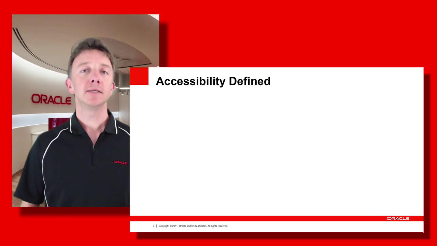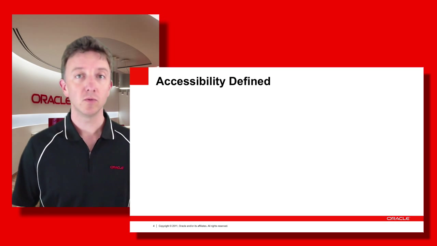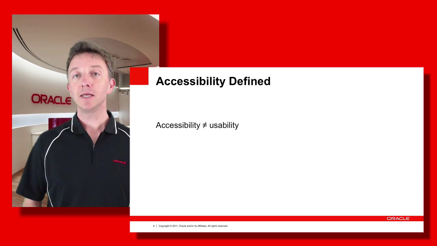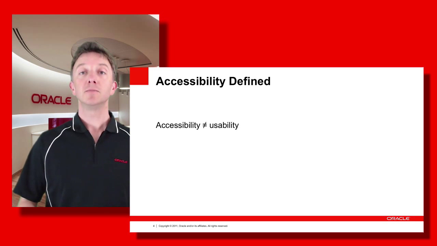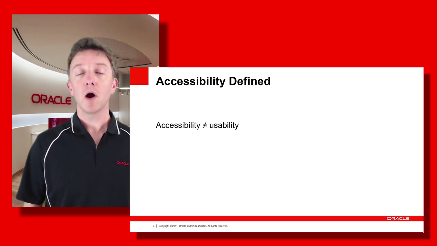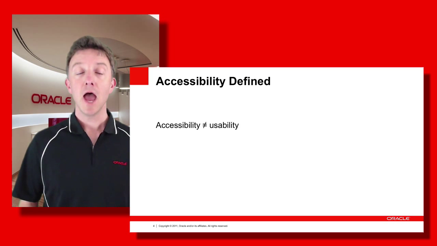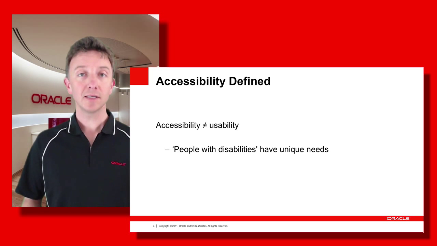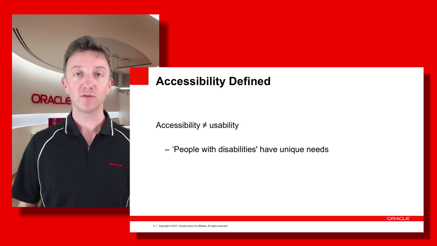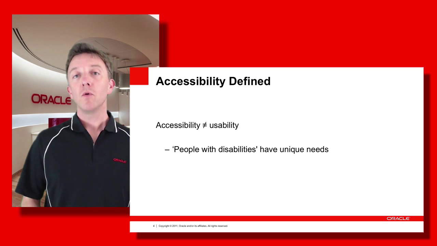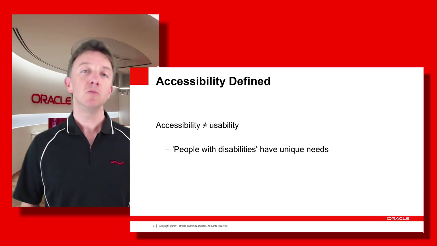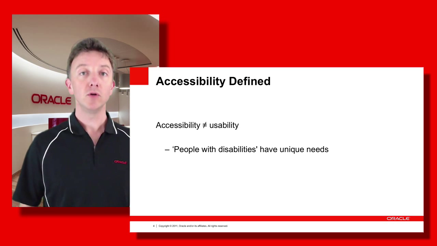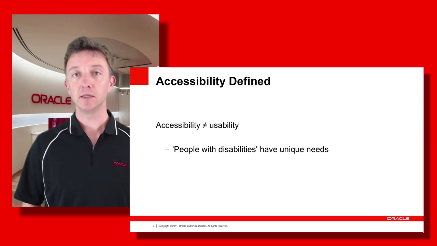Now, one of the issues about the word accessibility is sometimes people confuse the word accessibility with usability. They think it means just making your application more usable, more user-friendly. That's not correct. Accessibility is making your application specifically usable by people with disabilities. And people with disabilities may have special needs beyond people without disabilities that you may need to cater for. So when you're building your applications, you might need to change the application in some way to make it more usable for people with disabilities.